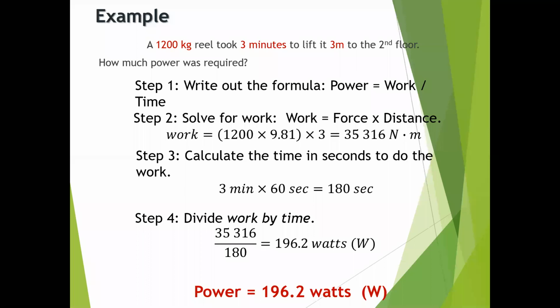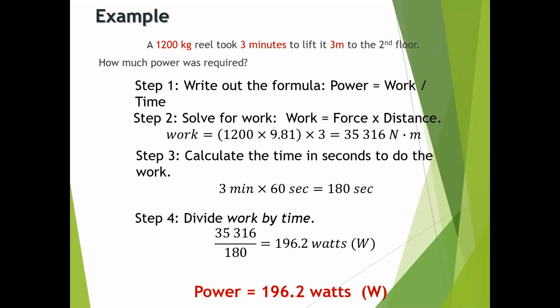So if we have that same reel, 1,200 kilo, and it took 3 minutes to lift it 3 meters to the second floor, how much power was required? Step 1, write out your formula. Okay. Step 2, solve for work. Work is equal to force times distance. So 1,200 times 9.81 times 3.